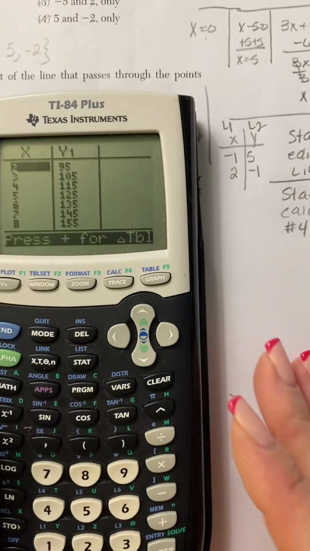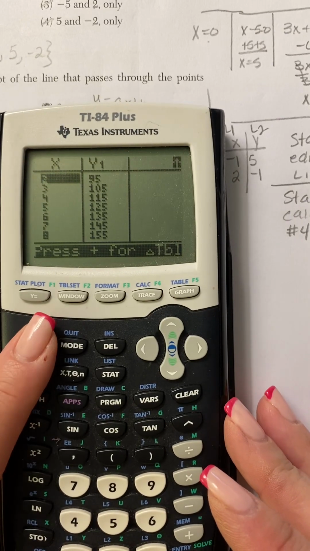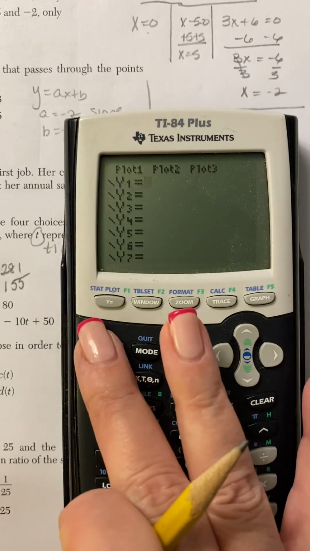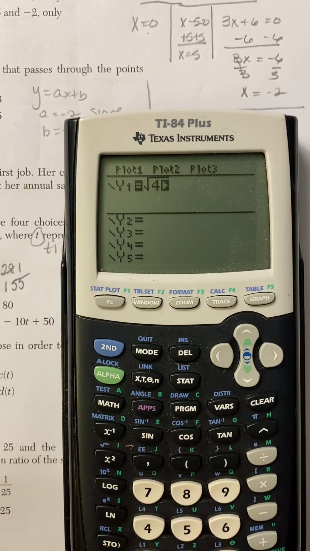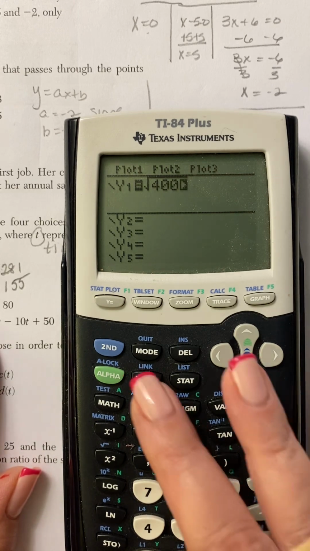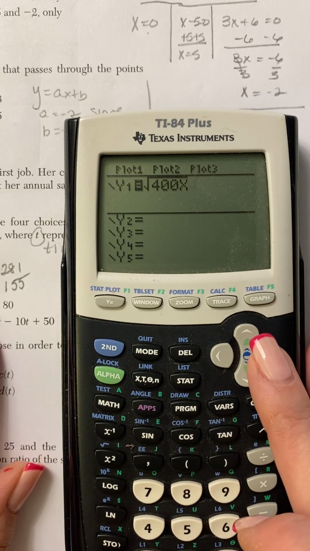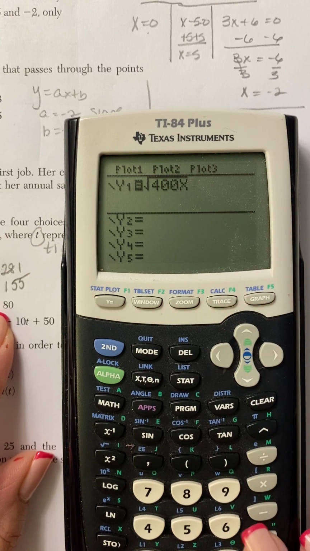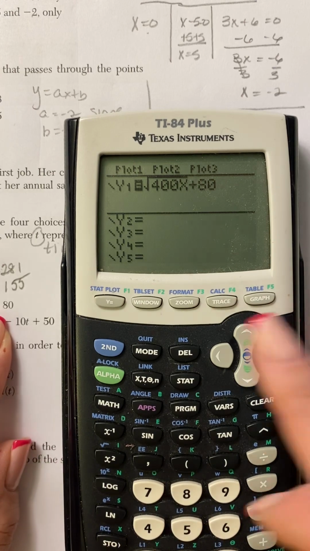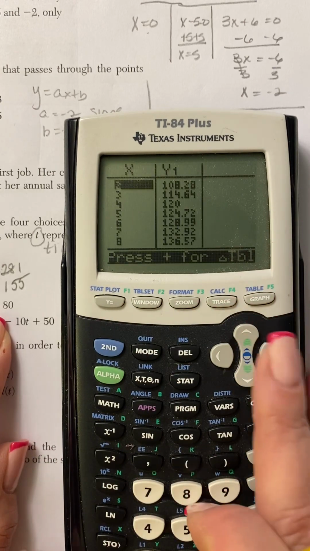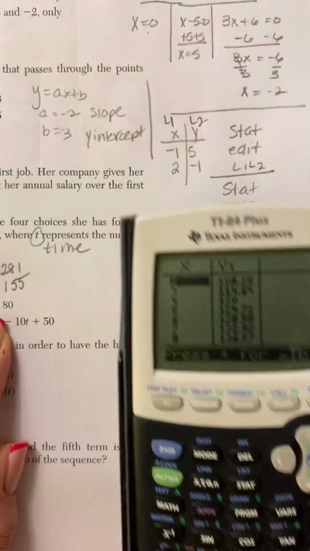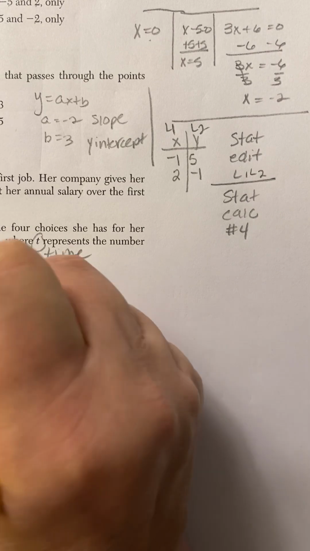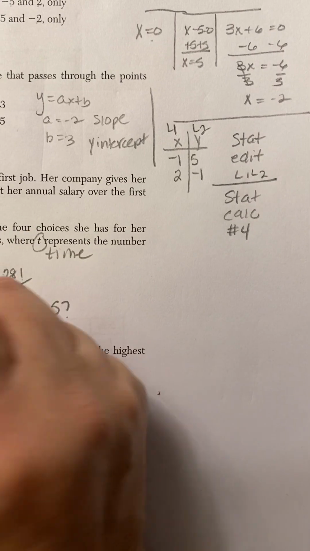Okay. Next one, square root function. Second mode, y equals, clear. Square root, second, x squared, 400. T is under the exponent. Step out of the exponent, step out of the square root, excuse me. Okay, and then do plus 80. Okay, second graph, what's happening at 8? 136.57. Still not higher than 281, so it's not going to be C.